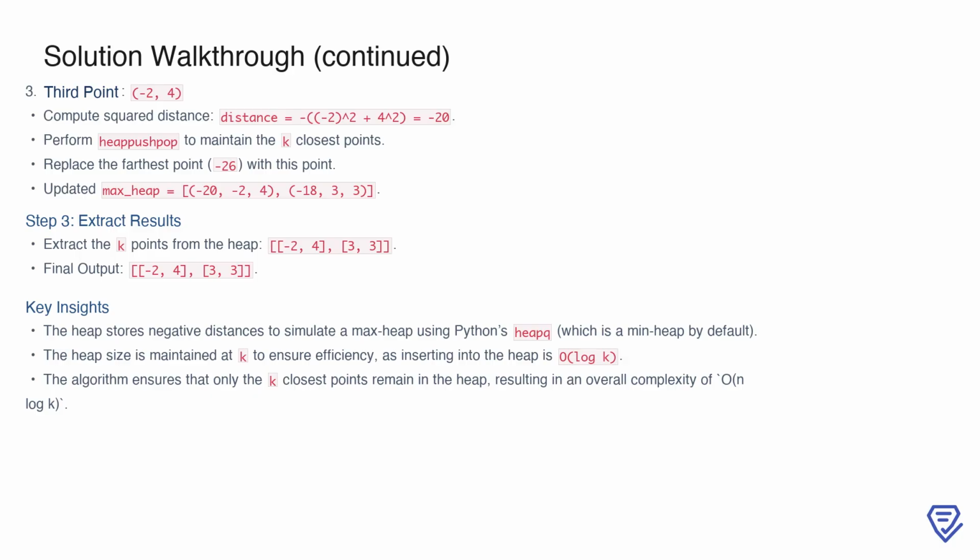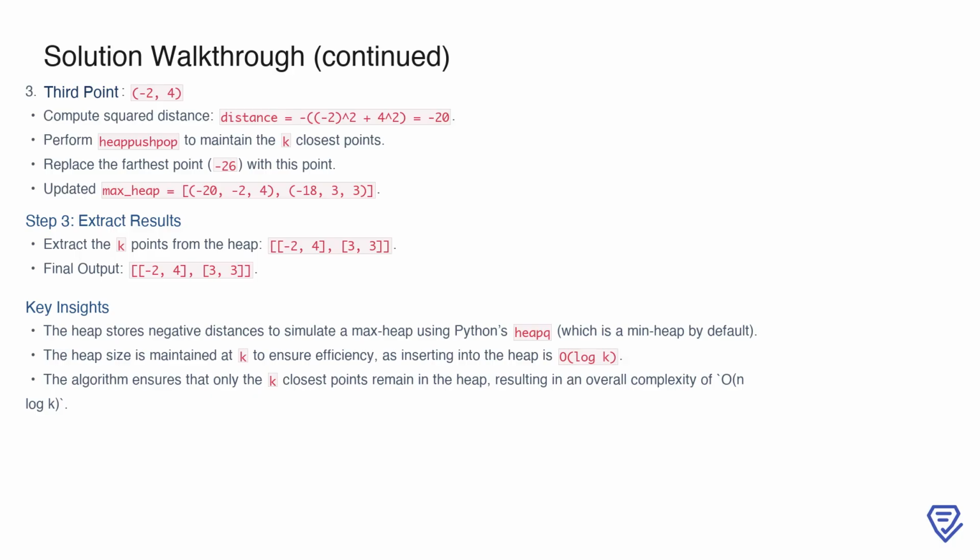The updated heap now contains -20, -2, 4, -18, 3, 3. After extracting the k closest points from the heap, the result is -2, 4, 3, 3. From these examples, we can derive some key insights. First, the heap stores negative distances because Python's heap is a min heap by default, and we need to simulate a max heap.